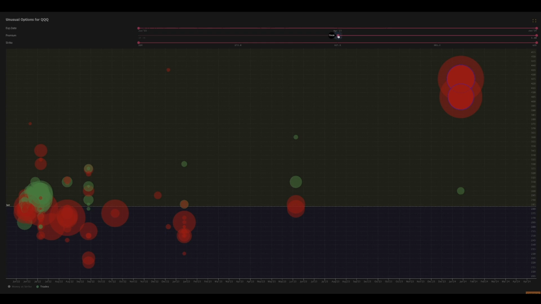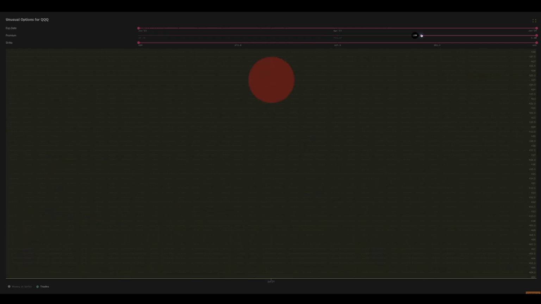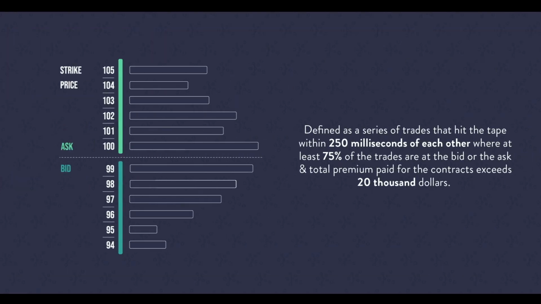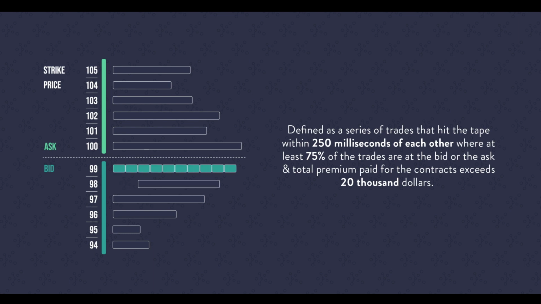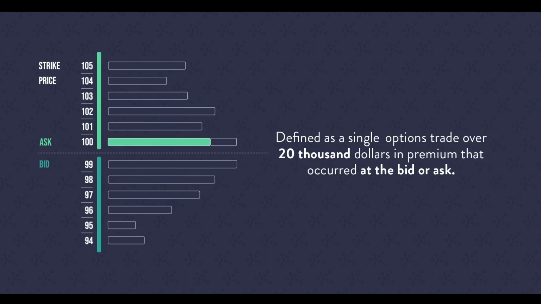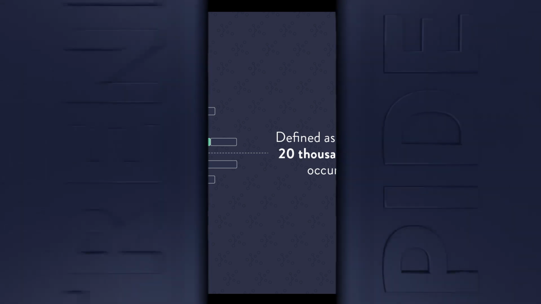The TrendSpider platform is currently able to track two types of unusual options data: option sweeps and block trades. An option sweep is defined as a series of trades that hit the tape within 250 milliseconds of each other, where at least 75% of the trades are at the bid or the ask, and the total premium paid for the contracts exceeds $20,000. A block trade is defined as a single options trade over $20,000 in premium that occurred at the bid or the ask.